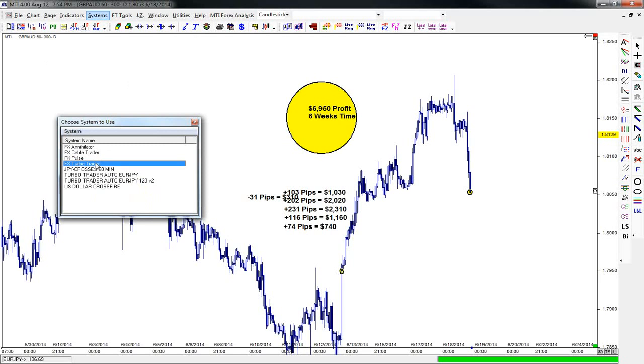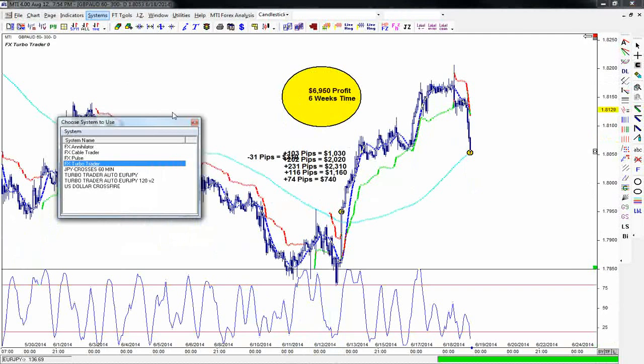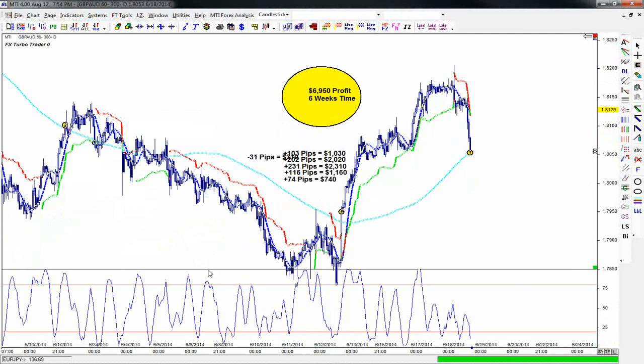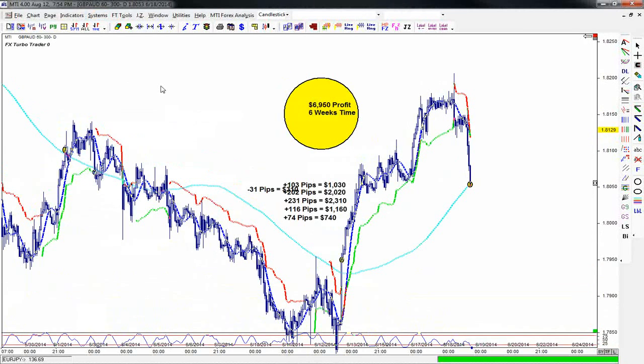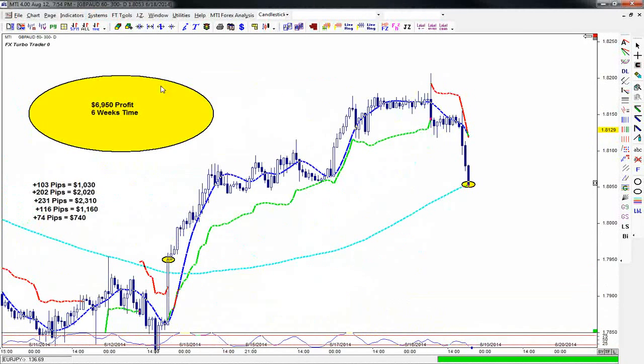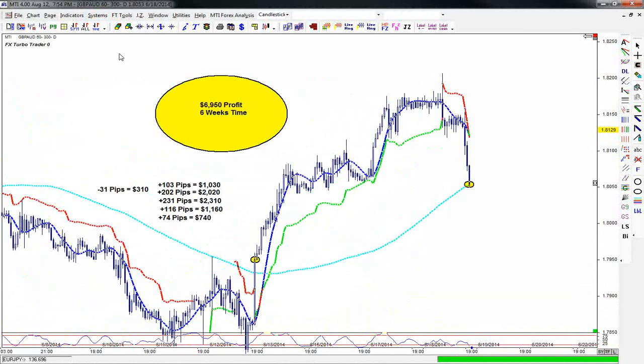Now, one thing I will tell you that's pretty cool is that at MTI, we actually teach you how to read this market. So while the system is showing you what it's showing you, you will actually be educated to the point where you can go, I know why the system is doing that. Fair enough? So once again, that's the FX Turbo Trader.